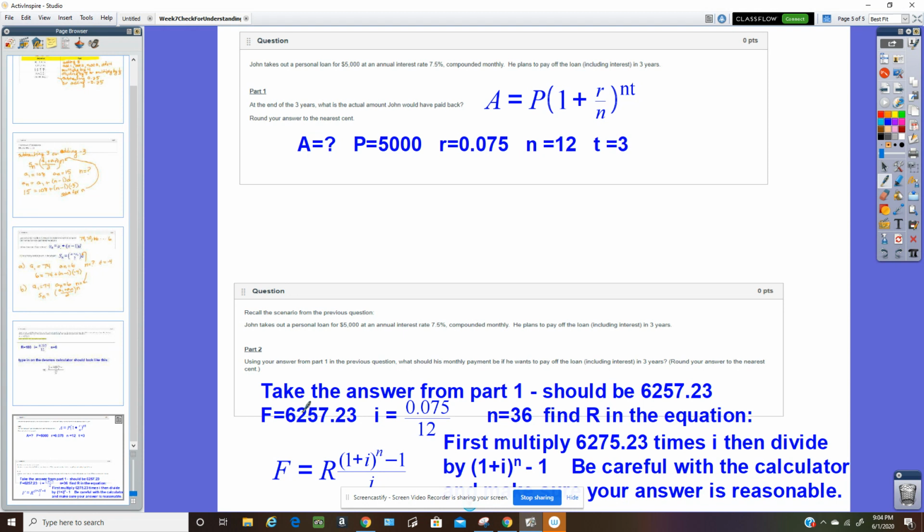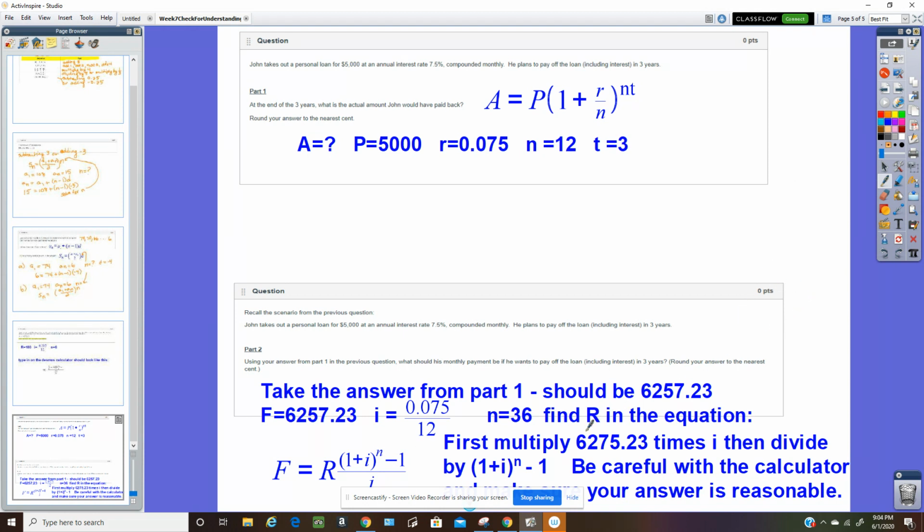And then to figure out his monthly payments, that's his future value. The future value would be $6,257.23. And you want to find the monthly payments. You want to find out what R is. Well, I would be 7.5% divided by 12. That's going to go in here, substitute that in for I. And then minus 1 divided by I.